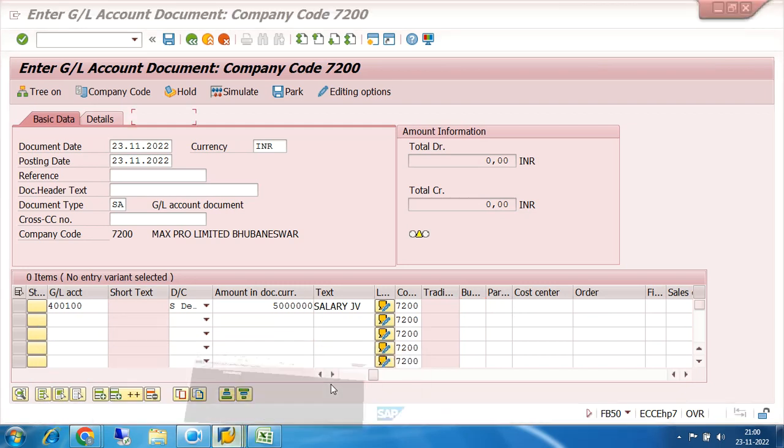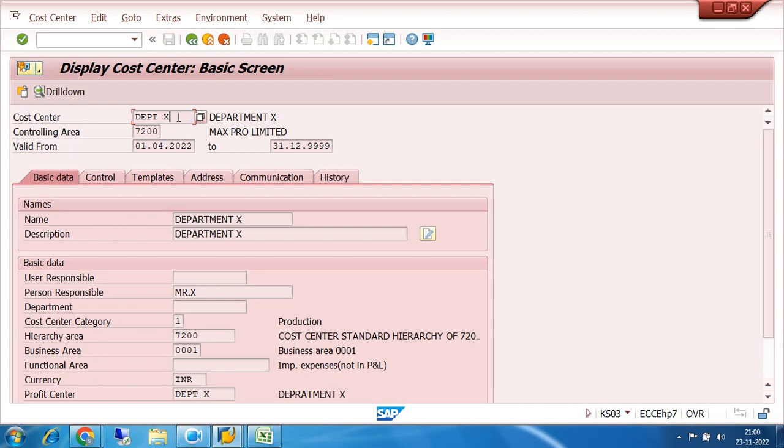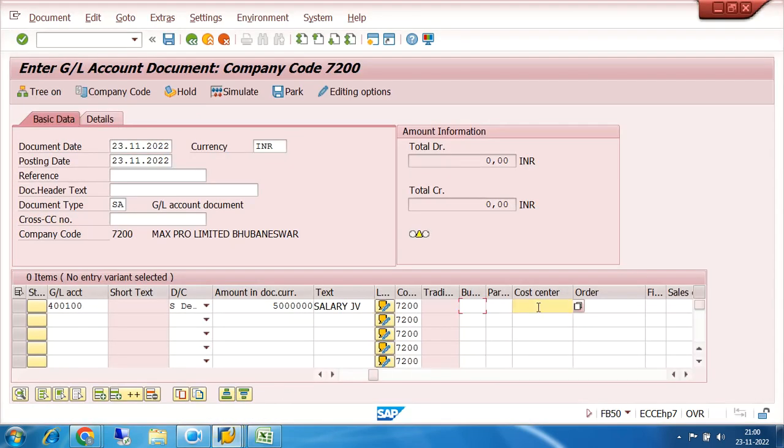Let us open the master data. See, this is the master data of cost center, right? This is the master data of profit center, and this is the business area. These three things are already connected with each other, right? Again I am telling, in the master data, the cost center as well as its linked business area and its linked profit center are connected. So as it is connected in the master data, if I choose the specific cost center like department X, then what happens?